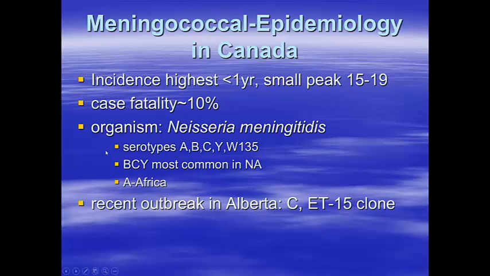There are several serotypes. That means the bacteria strains are different, characterized based on their surface antigens. So there's serotypes A, B, C, Y, and W135. The most common ones in North America are the B, the C, and the Y. And Africa has a special meningitis belt where these diseases occur at very high frequency, and that's most commonly A.